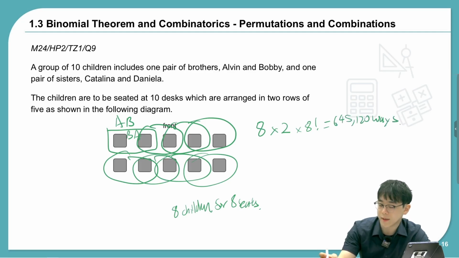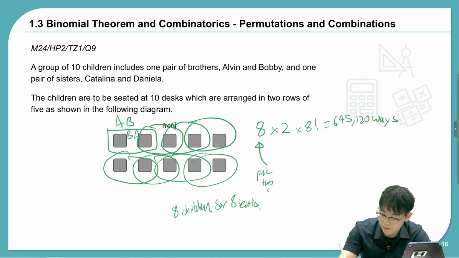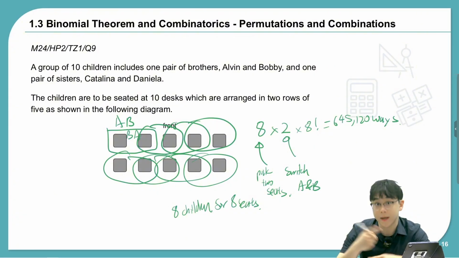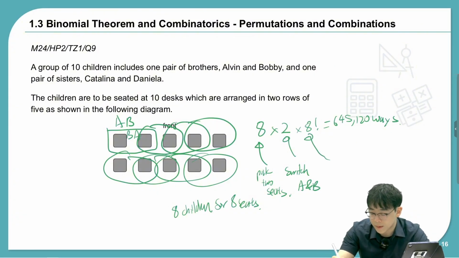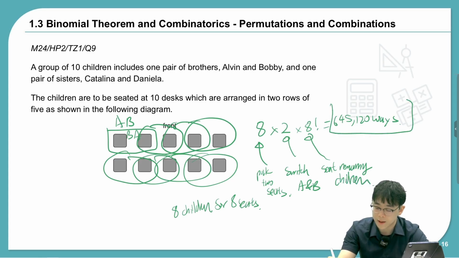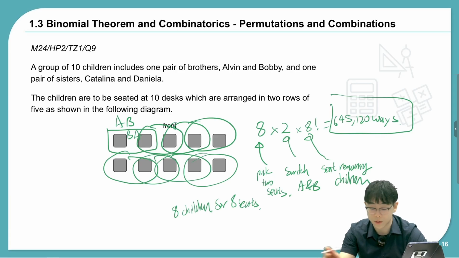Okay, so how we do this is basically this would be the number of ways to pick out 2 seats. Then we can switch the A and B, right, or B and A. And then this would be seat the remaining 8 children. Right, so we just multiply all this together to get a total number of 645,120 ways.